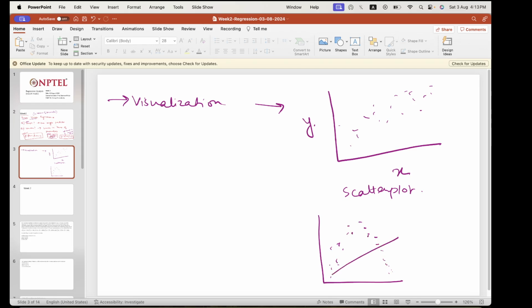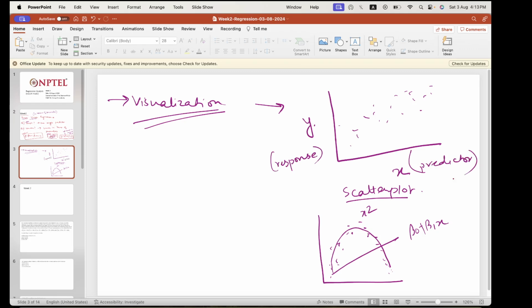okay, so maybe a linear model, if you have beta naught plus beta 1 x, then this may not fit your problem well. But if you have something in terms of x square, then maybe you can fit a parabola and so forth. So for visualization purposes, we plot a scatter plot which shows you how two variables, the predictor and the response, are related. y is the response and x is the predictor. So it will tell you how the response and predictors are related.